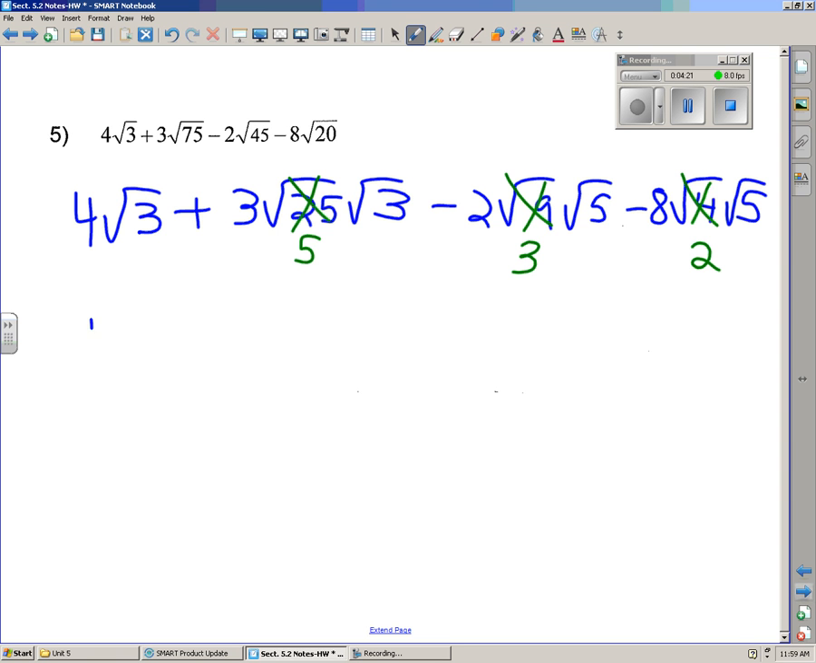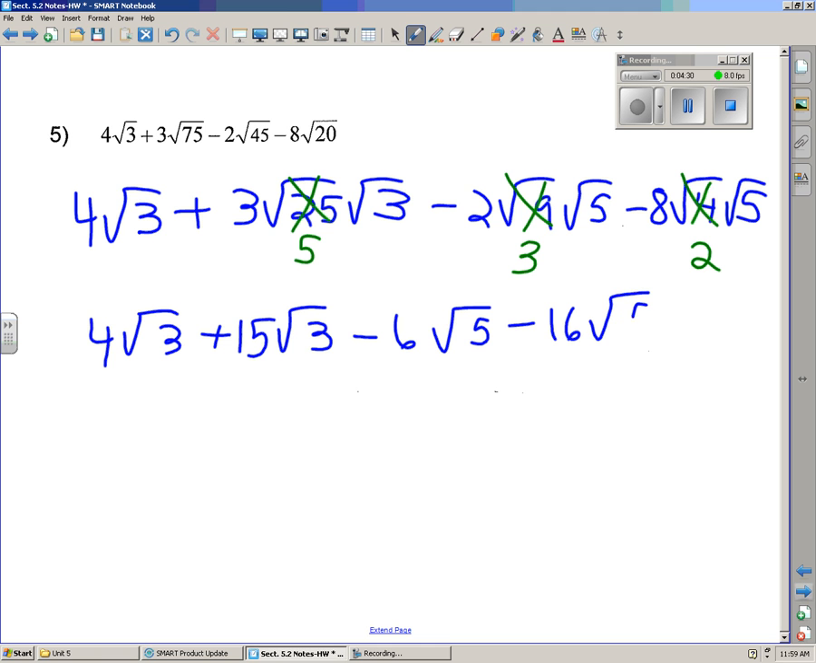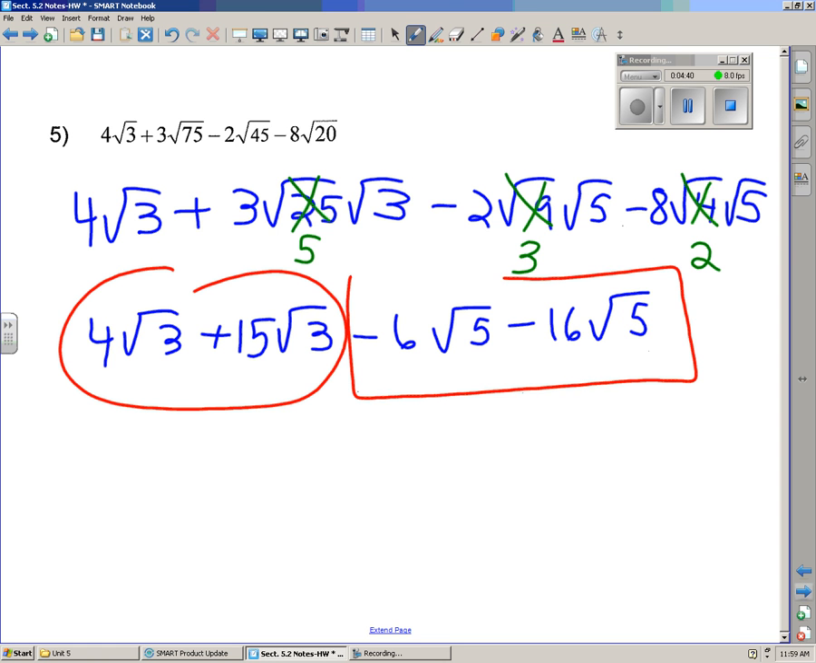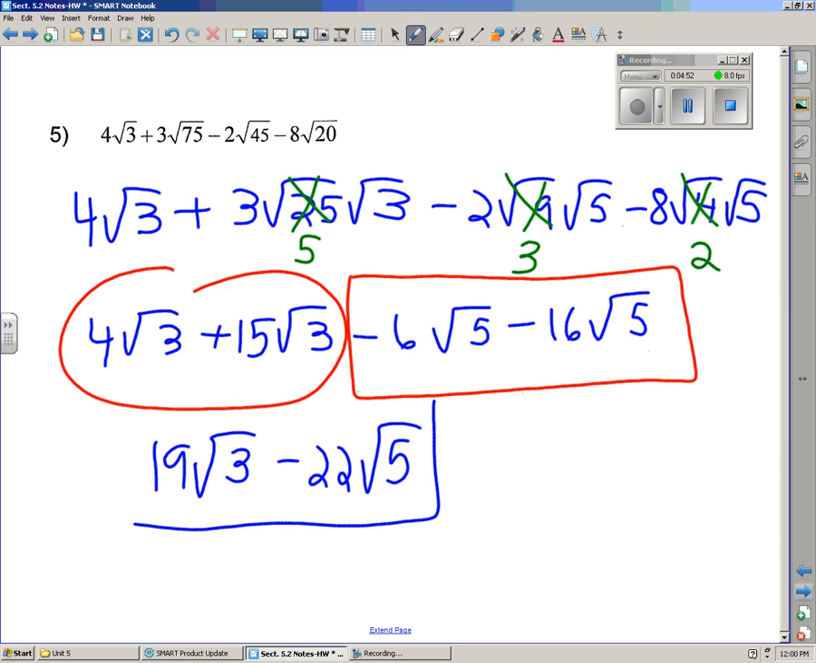And then we've got 4 rad 3 plus 15 rad 3 minus 6 rad 5 minus 16 rad 5. Like radicals, I'm going to see those here. And then you're also going to see those here. So rad 3s end up having 19 of them. Rad 5s end up having negative 22 of them. Final answer. That's it.